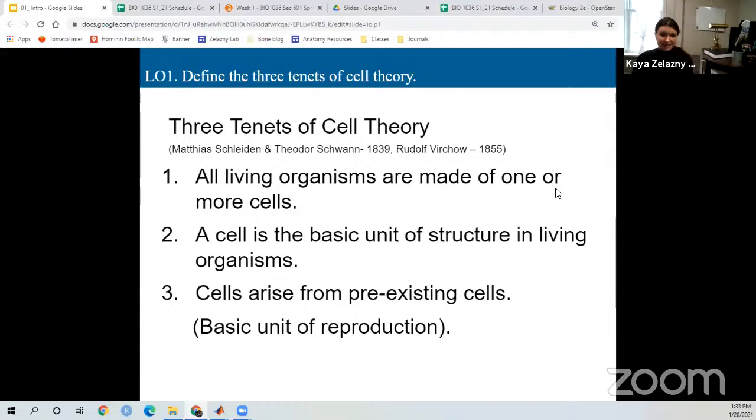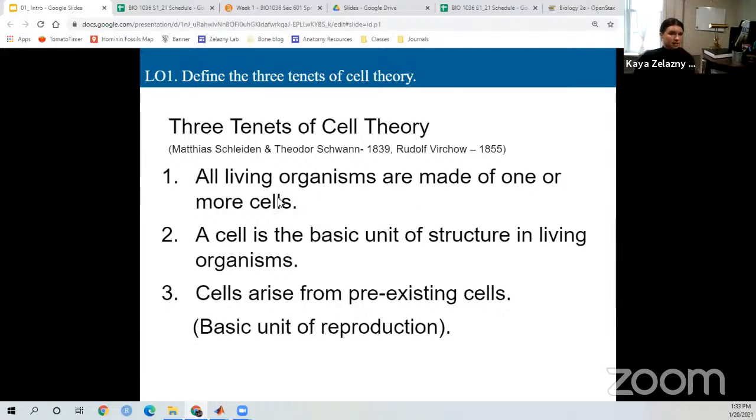And if we're talking about something that doesn't have cells, then it's not alive. So this has interesting applications for your future potentially, because, for example, viruses don't have cells. So viruses are often in this iffy gray zone where they're not really actually alive. They're not technically living organisms. Okay, because every living organism is made of one or more cells.